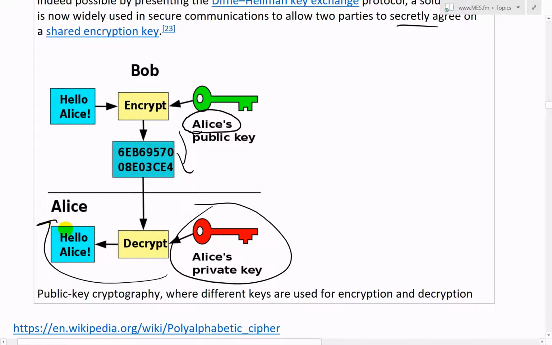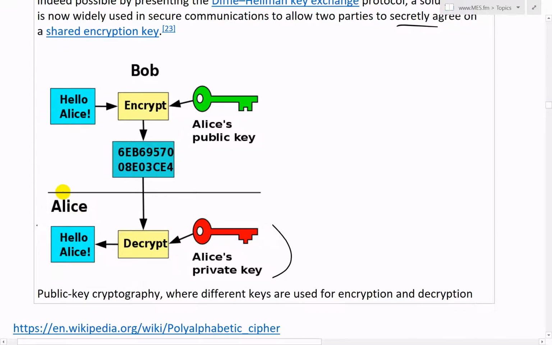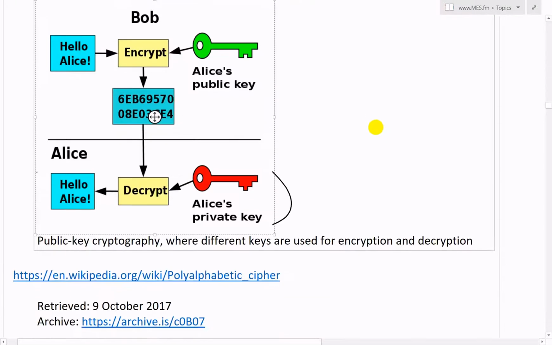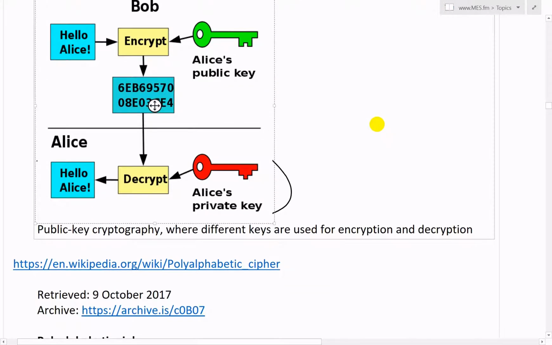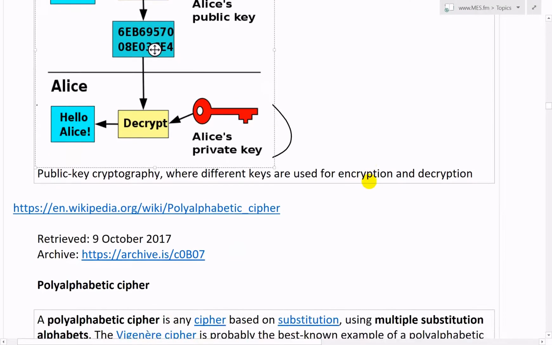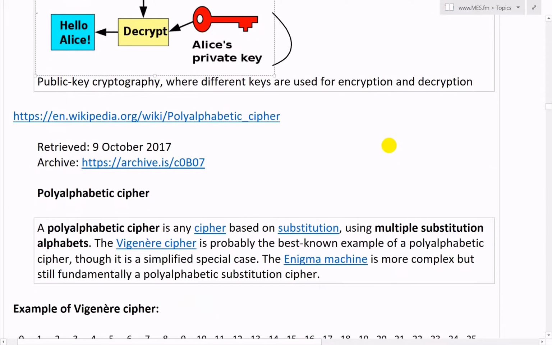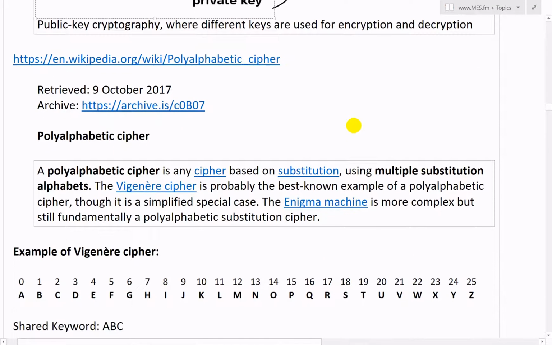So if Alice wants to send to Bob, she would take Bob's public key and just encrypt it. Only Bob can open it because he has the mathematically related private key to his public key. It's absolutely amazing. It's so simple, but it's quite amazing.